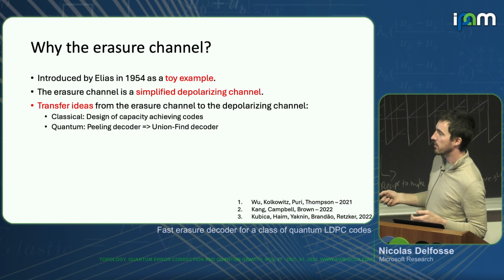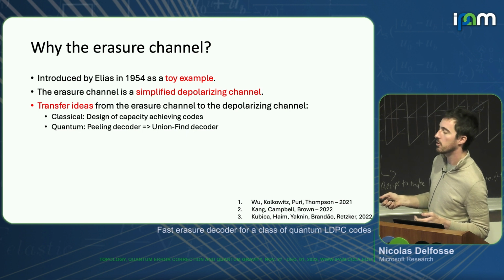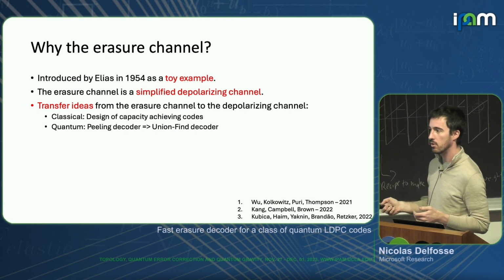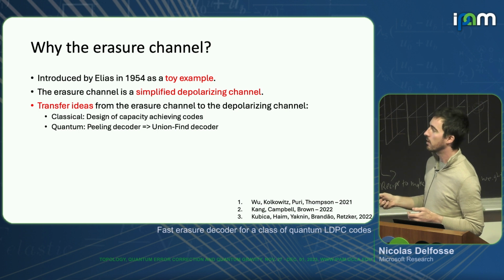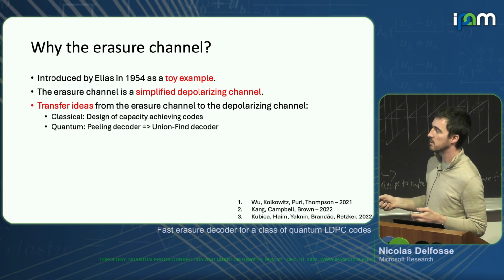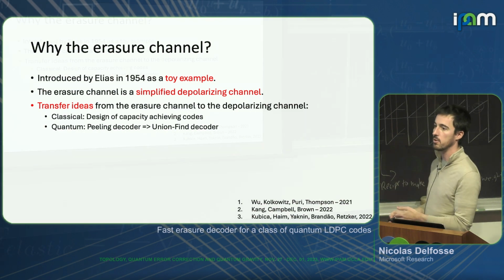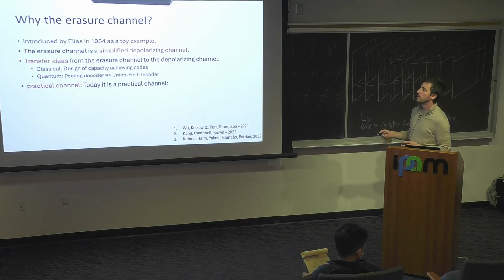And another place where we see that is with the union find decoder that we designed by first designing an erasure decoder, and it's a subroutine of the union find decoder. And because it's a subroutine, if we speed up this subroutine, we speed up the whole decoder. So it's also something we're going to use here for LDPC codes.